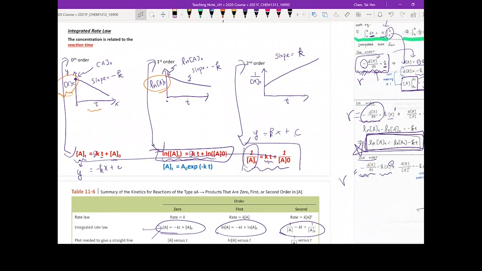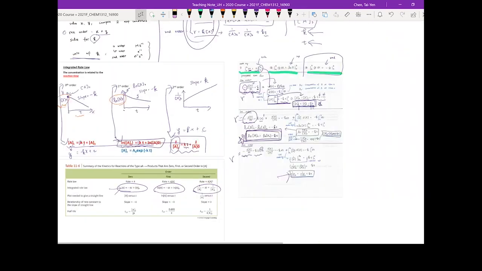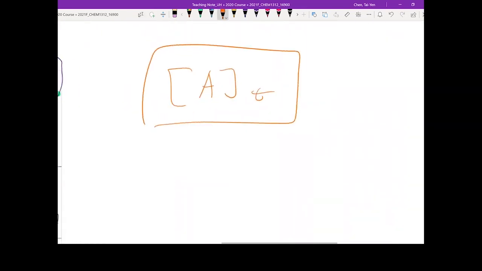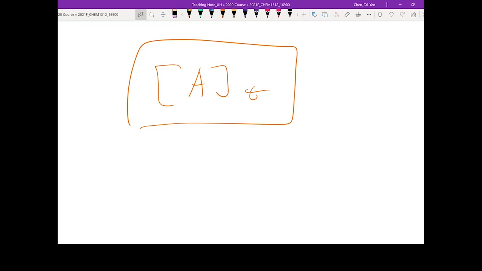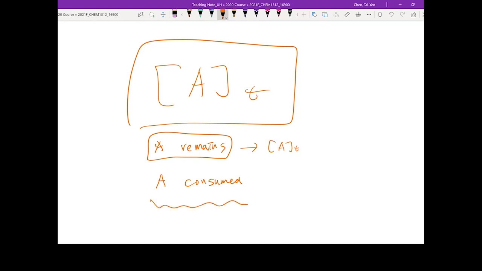One tricky thing is that when they describe the At, the concentration of your reactant at time t, it could be tricky. In your homework, be very careful about the wording. Sometimes they will say how many of the A remains and how many of A consumed. This describes the opposite thing. How many A remains is equivalent to the A at time t. That means the A concentration at a given time. How many of A consumed? Originally you have A naught. Right now you have At. That's how many of A has been consumed.